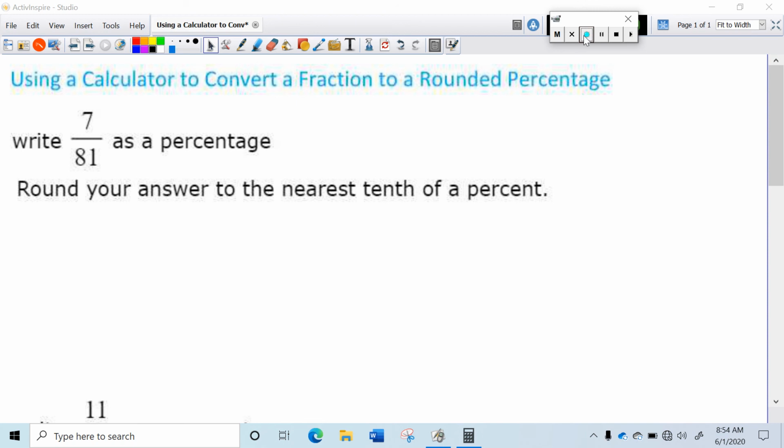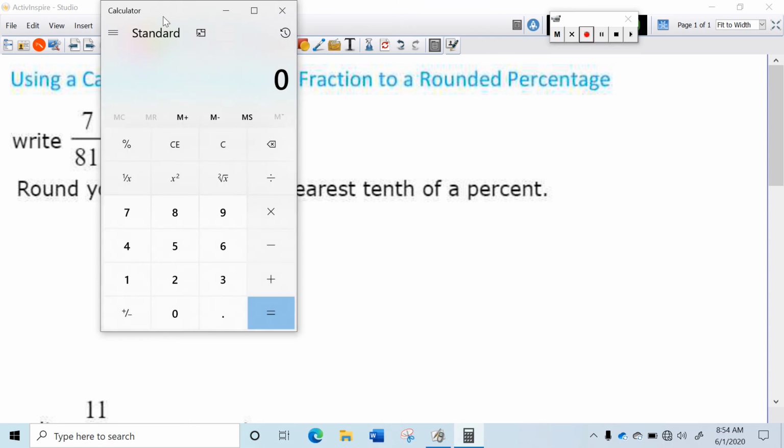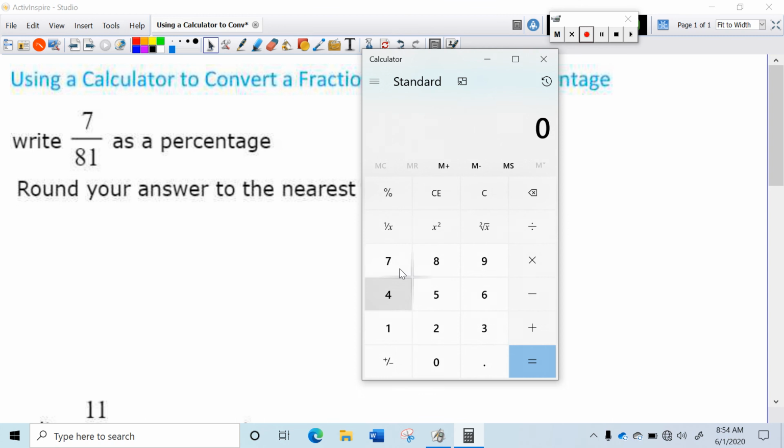Okay, it tells us to use a calculator to convert the fraction to a percentage. So this is my fraction. A fraction bar means divided by, so this is literally 7 divided by 81. Since they told us to use a calculator, let me pull that up.